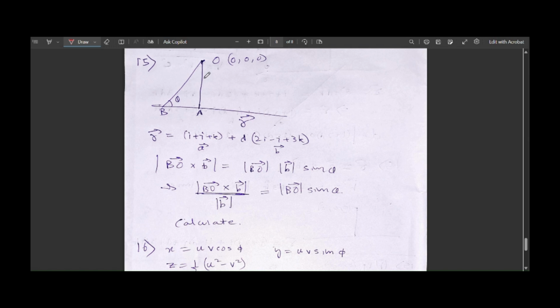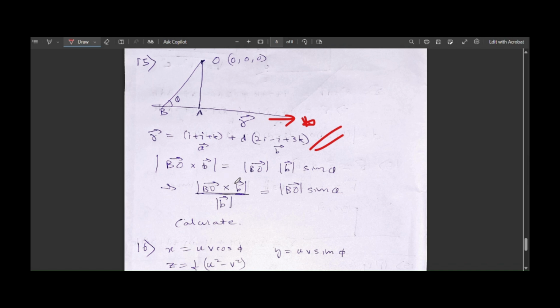So it goes like this. If we consider the origin as O, the perpendicular distance is required, and B is some point on the line r. So r is i + j + k + λ(2i − j + 3k). Now if we take BO cross b, where b is the direction ratio of r, this is b.